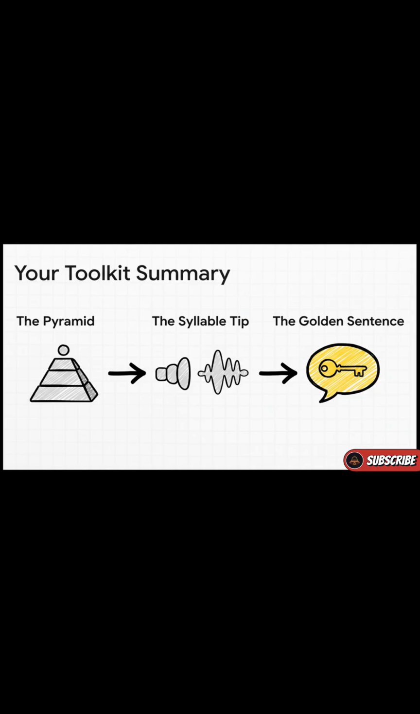So let's recap your new preposition toolkit real quick. First, you've got the pyramid. In for big stuff, on for days, and at for exact points. Second, you have the syllable tip, in the morning versus at night. And third, you've got that golden sentence to lock it all in. At midnight, on Tuesday, in June.